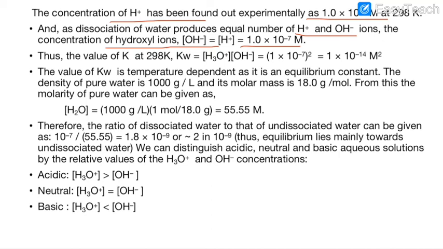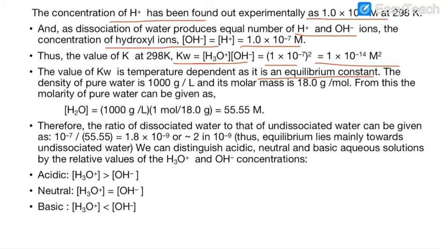Means the concentration of OH minus ion and H plus ion will be the same, and that will be equal to 1 into 10 raised to the power minus 7 M. Thus the value of Kw will be equal to 1 into 10 raised to the power minus 7 whole squared. That will be equal to 1 into 10 raised to the power minus 14 M squared. The value of Kw is temperature dependent as it is an equilibrium constant.